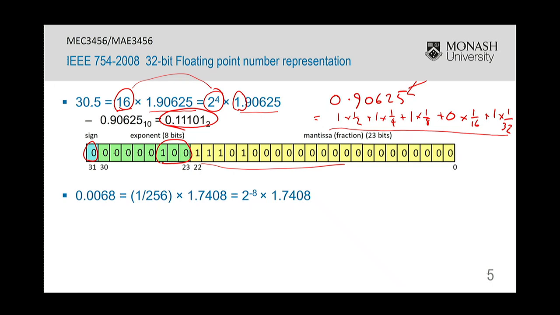Let's have a look at another number, 0.0068. If we go through the arithmetic, that's equal to 1 divided by 256 times 1.7408. And 1 divided by 256 is 2 to the minus 8.